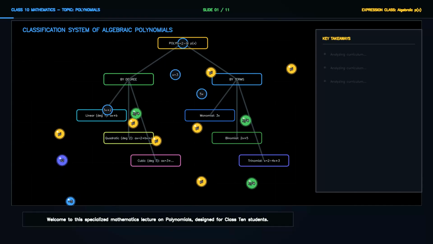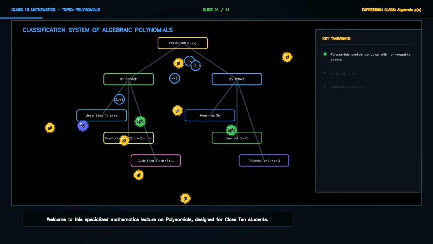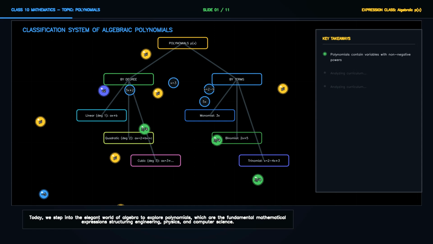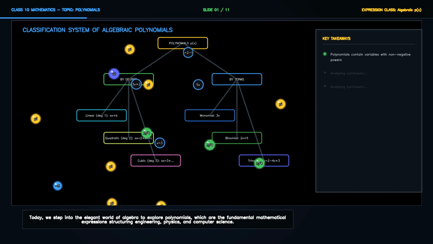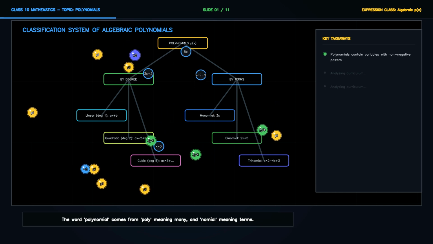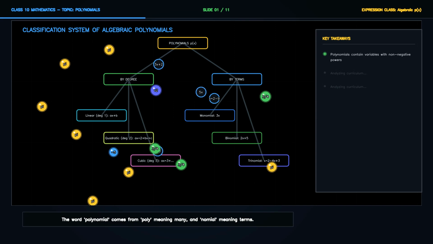Welcome to this specialized mathematics lecture on polynomials, designed for Class 10 students. Today, we step into the elegant world of algebra to explore polynomials, which are the fundamental mathematical expressions structuring engineering, physics, and computer science. The word polynomial comes from poly meaning many, and nomial meaning terms.